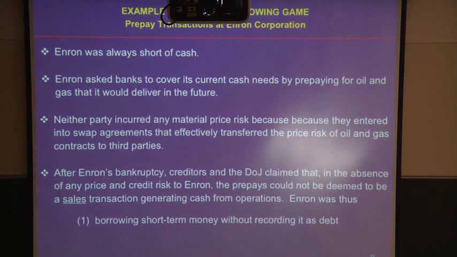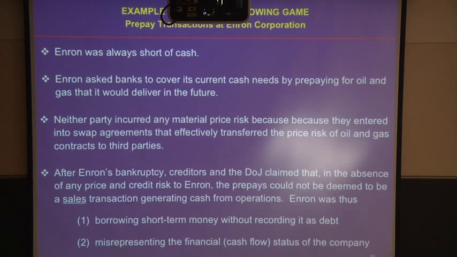So then what the DOJ, the Department of Justice, claimed is that, in fact, they were borrowing money short term without recording it as such, so the balance sheet looked better. And they were misrepresenting the cash flow status of the company. So those are the facts of the case.